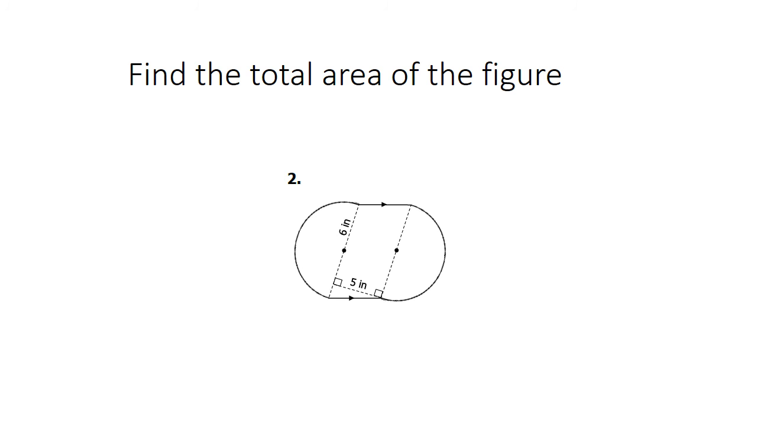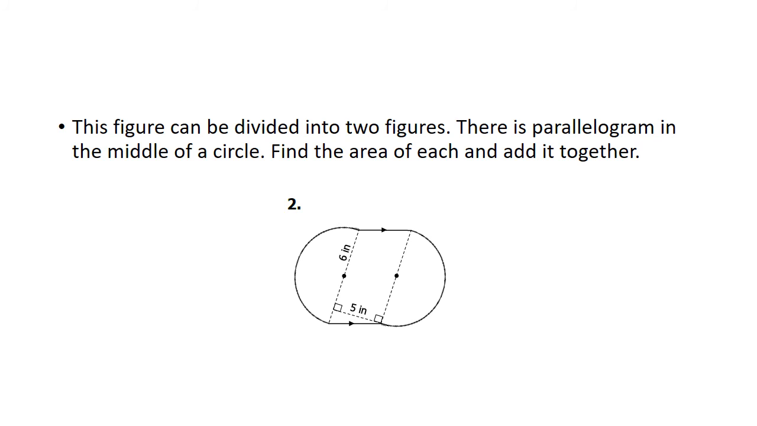For this particular diagram, in the very center of this figure is a parallelogram, and on each side of the parallelogram we see a semicircle. We're going to use those two shapes to find this area. Once we find the parallelogram area and the circle, we're going to add it together to come up with the total.